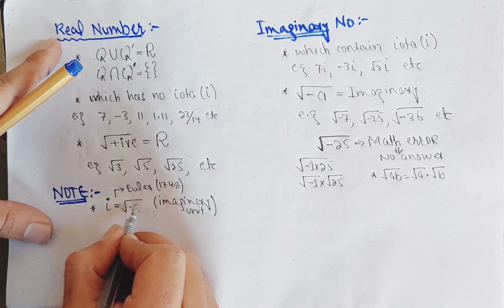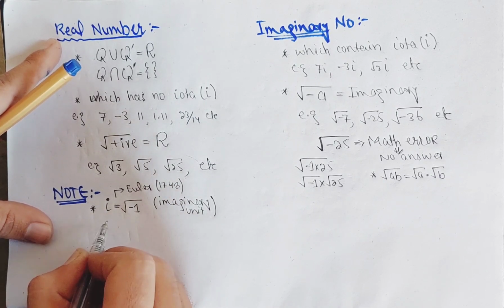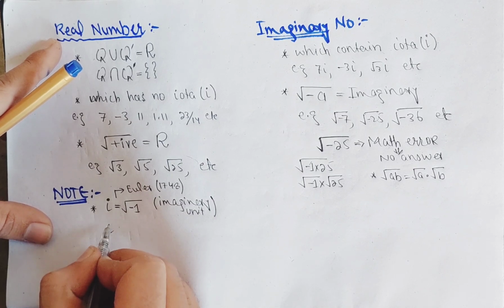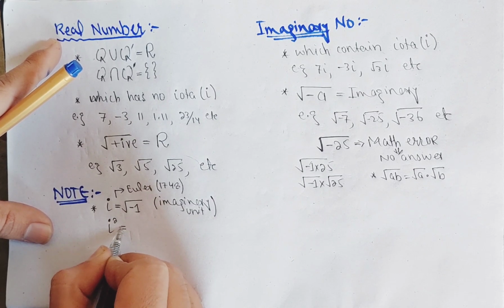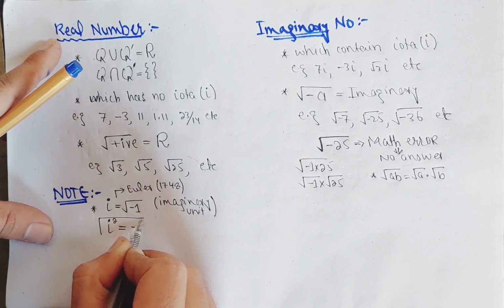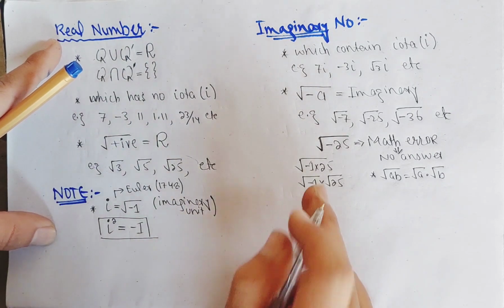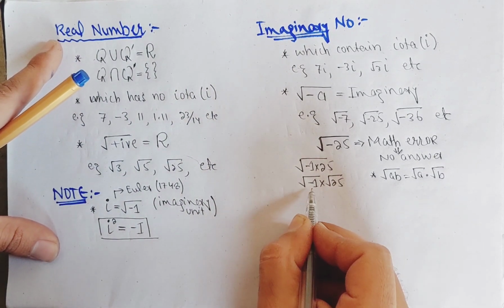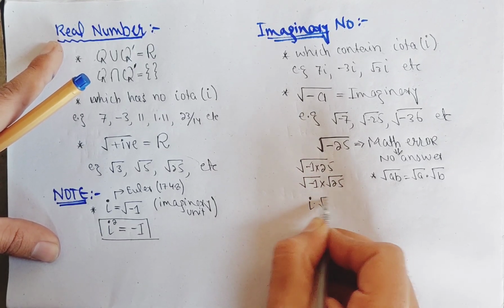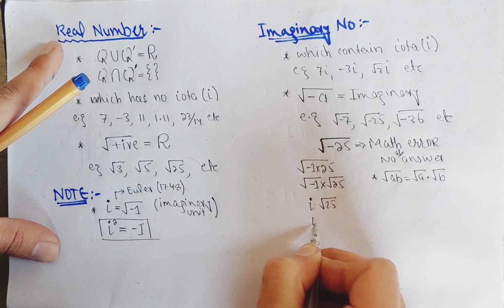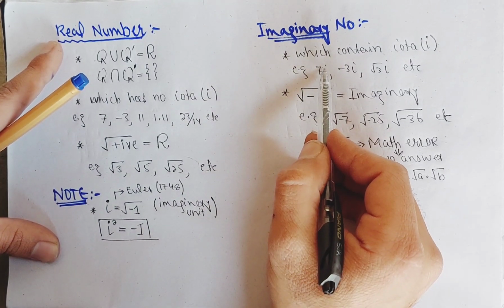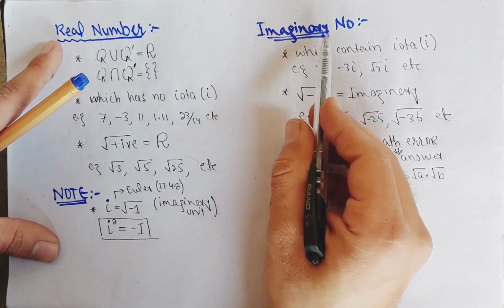And if I take square to both sides, then iota square will be equal to minus 1. Let us simplify this thing. Can I write iota over here? Yes. And under root 25, what is under root 25? It is 5. So you can see we have first defined that those numbers which contain iota are called imaginary numbers, and this number has no iota, but if you simplify it you would find that there is iota.